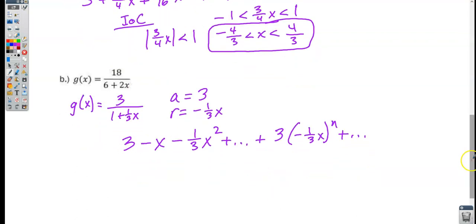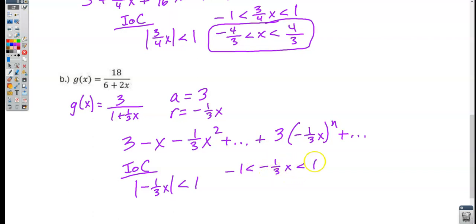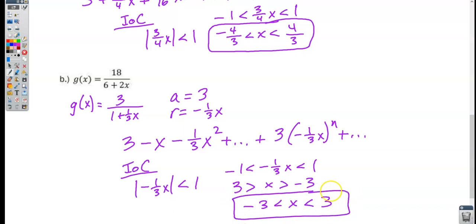In order to find my interval of convergence, I'm looking for where the absolute value of r is less than 1. So we'll set up that absolute value, and we'll set up the inequality. Multiply all three parts by -3. And that tells us that the interval of convergence for this series representing this function is from -3 to 3.